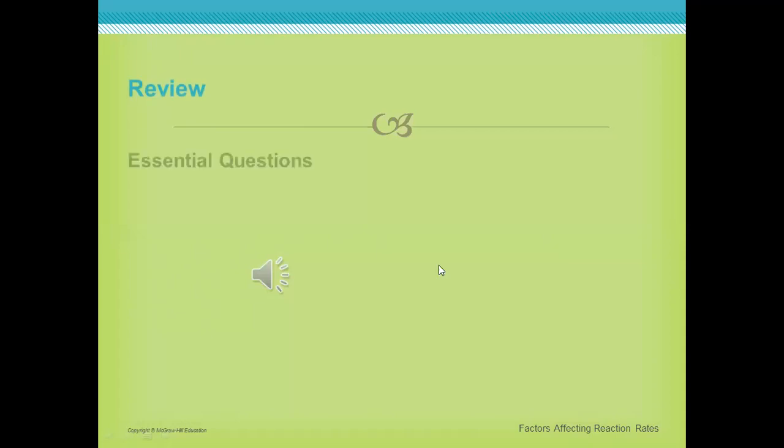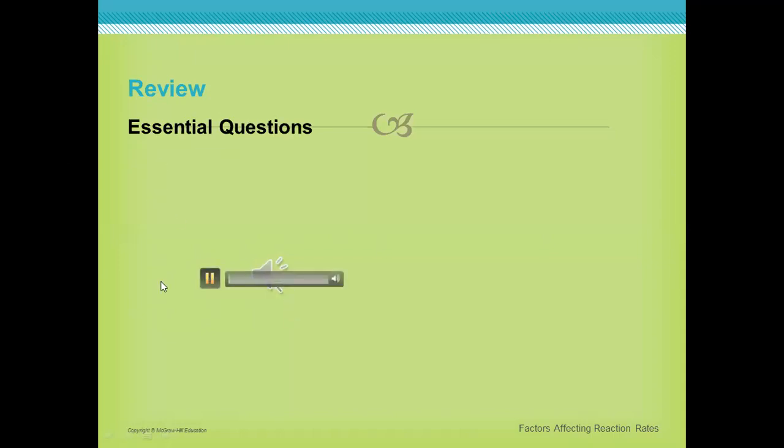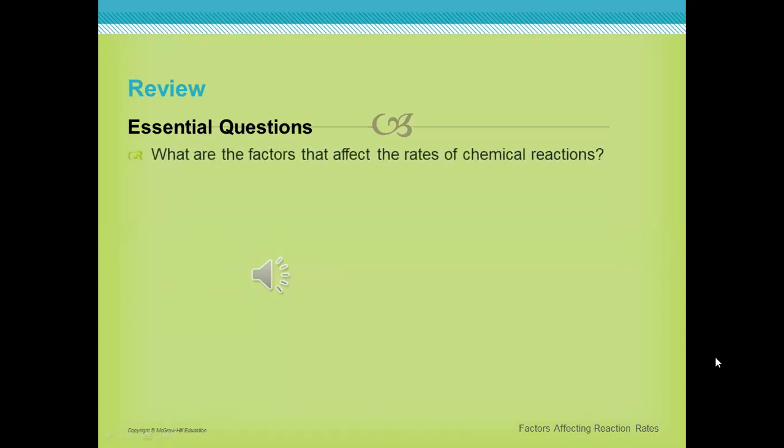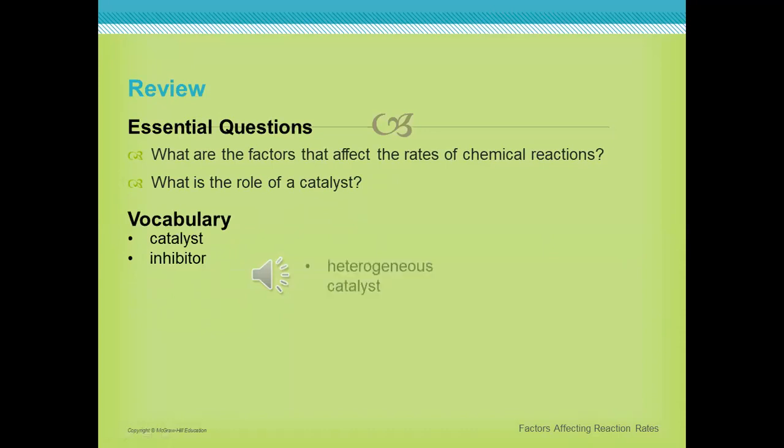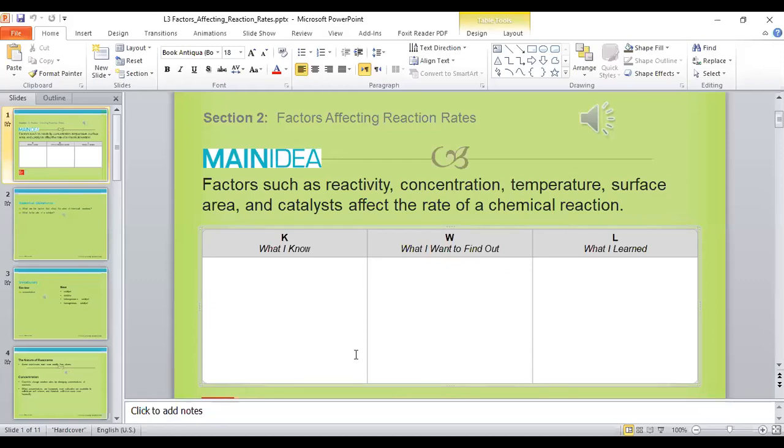So the review. Review from the essential questions that we studied this session. Essential questions: What are the factors that affect the rates of chemical reactions? What is the role of a catalyst? Vocabulary: catalyst, inhibitor, heterogeneous catalyst, homogeneous catalyst. Understand me, Khaled, till now? Yes. Any problem? No.